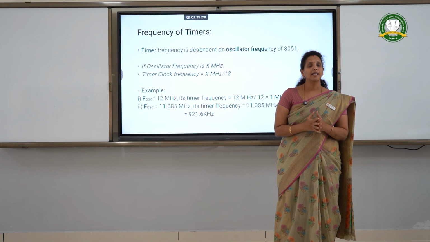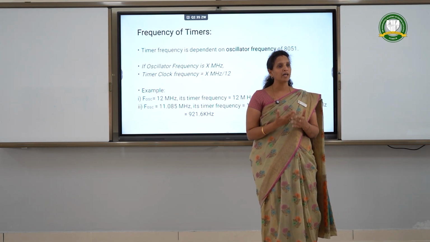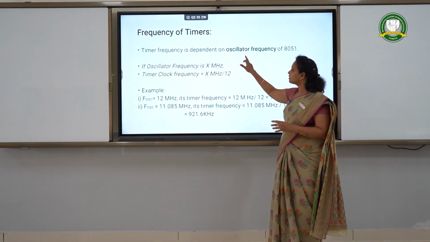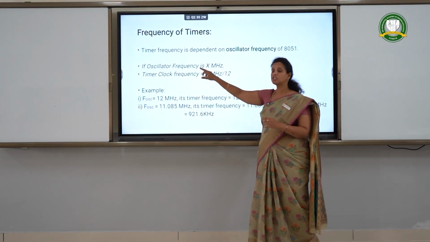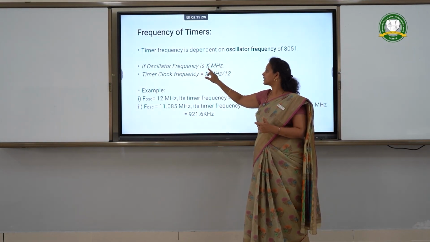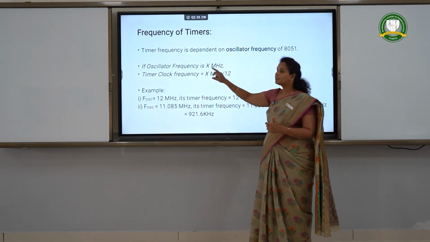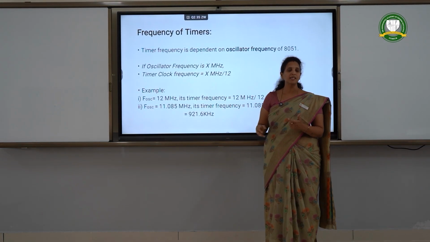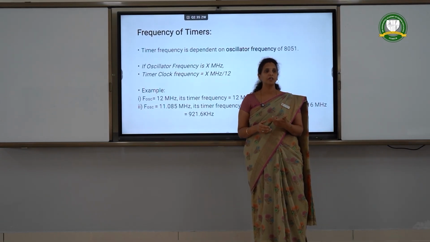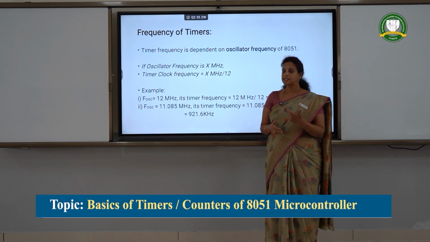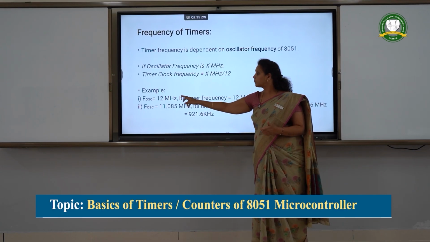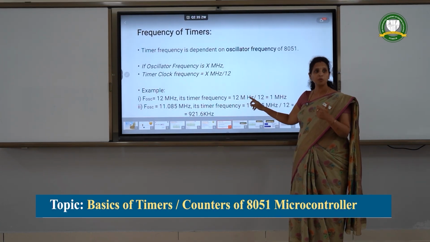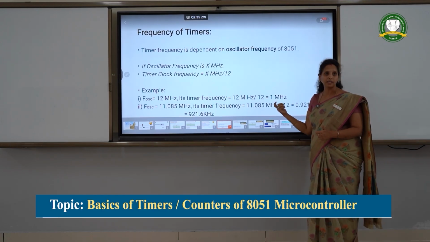As we know, there is an internal oscillator which provides the clock frequency in the 8051 microcontroller. If the oscillator frequency of the 8051 microcontroller is x megahertz, the timer clock frequency will be x megahertz by 12. It means 1 by 12th of the oscillator frequency will be the timer frequency. Similarly, if the oscillator frequency is 12 megahertz, then the timer frequency will be 1 by 12th of that, which is nothing but 1 megahertz.